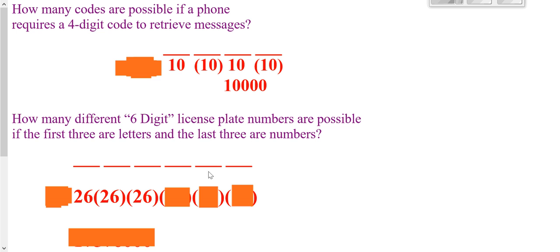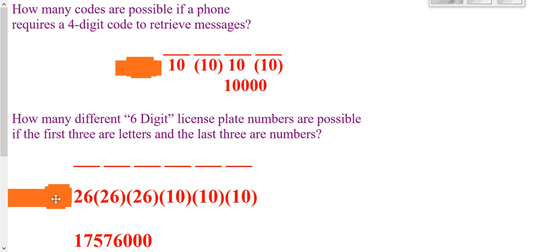The last 3 have to be numbers. How many digits do we have to choose from? Well, there's 10 digits to choose from. There's still 10 digits to choose from for your second number here, and there's still 10 digits to choose from for your third and final number. So you just have to multiply all those together, and you get a relatively big number.